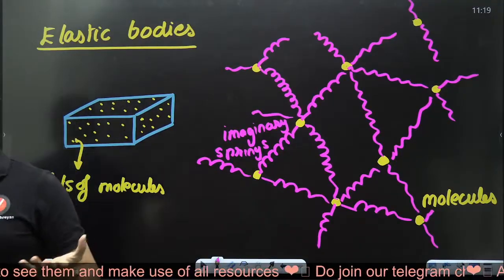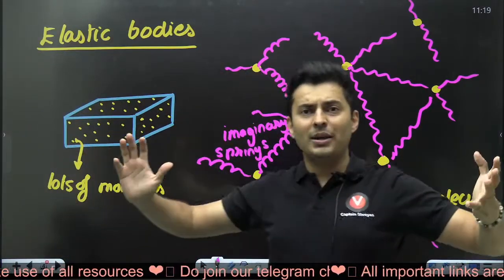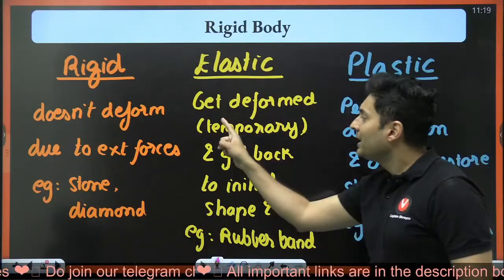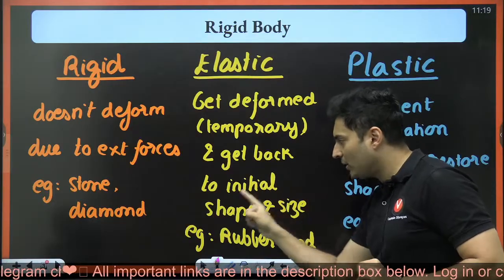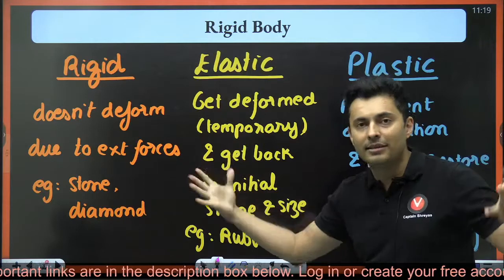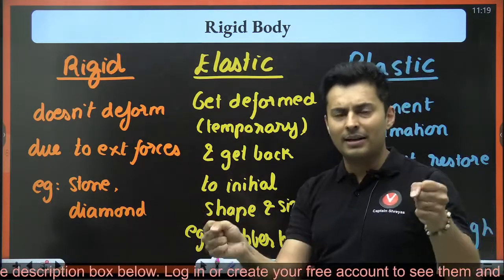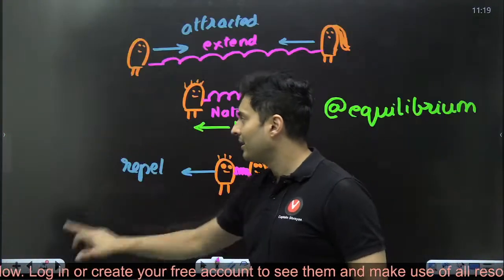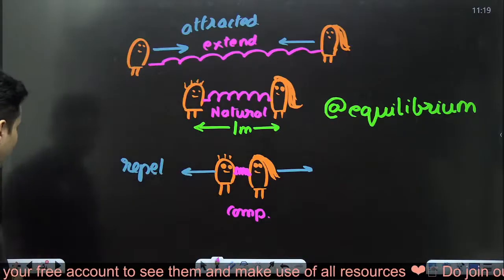Because whenever you pull something, it tries to come back. Whenever you push something, it tries to go back to its original shape. That is the reason why an elastic body gets deformed temporarily and tries to come back to its original shape as well as size when you release the force. Example, a rubber band, a steel scale: bending it, it comes back. So this is what is happening at the molecular level. Okay, I hope this is very, very clear.